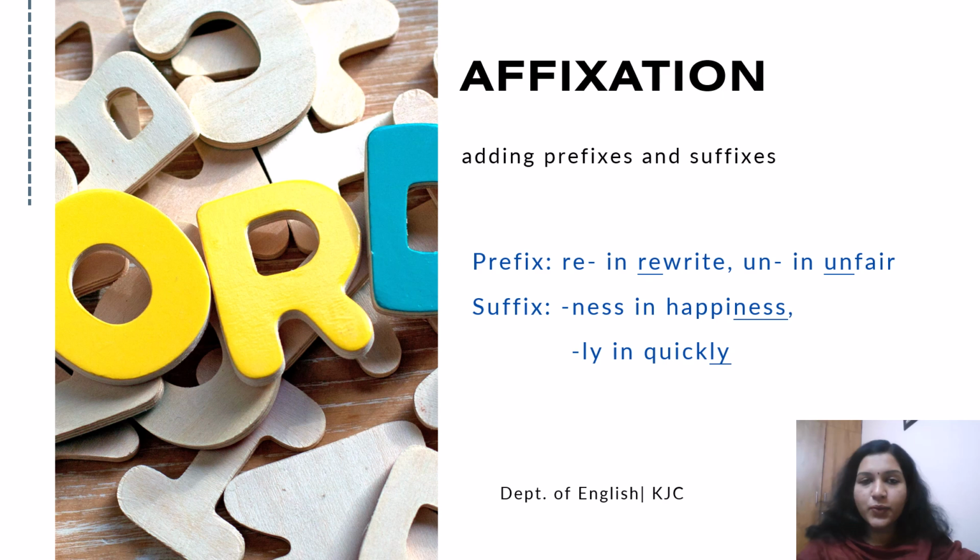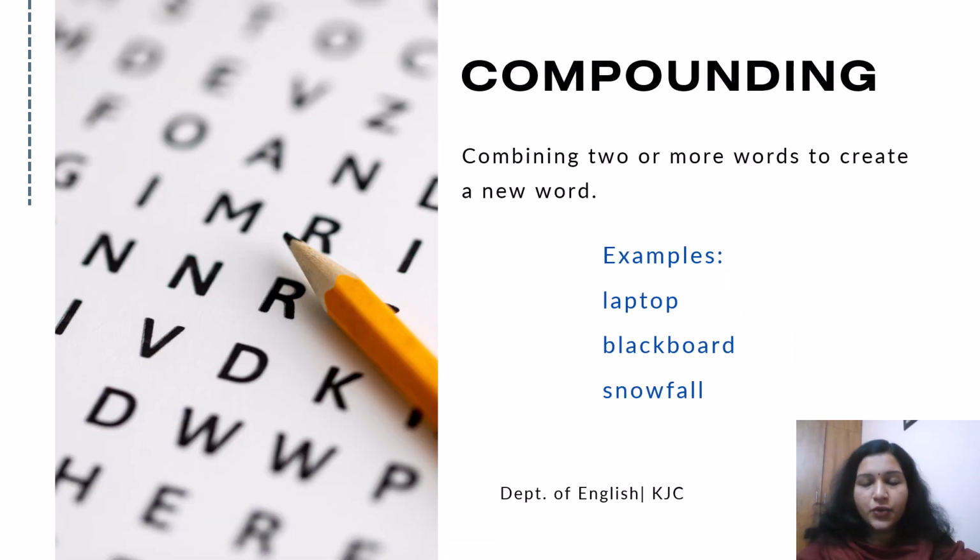Moving on to the next word formation method, which is compounding. Compounding is nothing but we combine 2 or more words to create a new word. Say, for example, the word laptop. Lap has an entirely different meaning. Top has an entirely different meaning. But when we juxtapose these two, we get a different product, laptop. Blackboard, it's a compound word. Snowfall. This is another method, compounding.